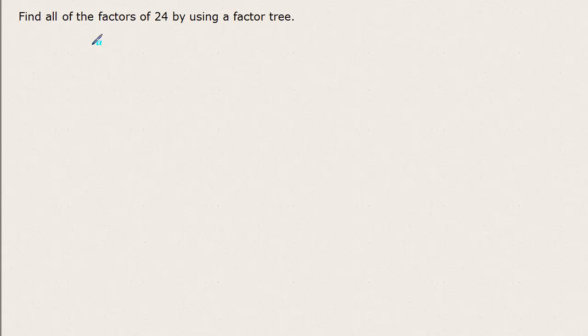We want to find all of the factors of 24 by using a factor tree. We've already established that 24 is 2 times 2 times 2 times 3. Now, 1 is always a factor of any number, and so is the number itself. We can find the other factors by taking combinations of the factors in here.